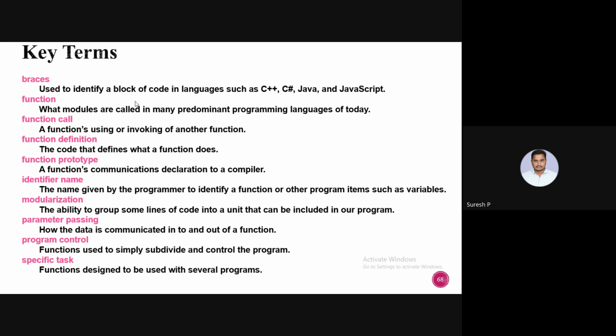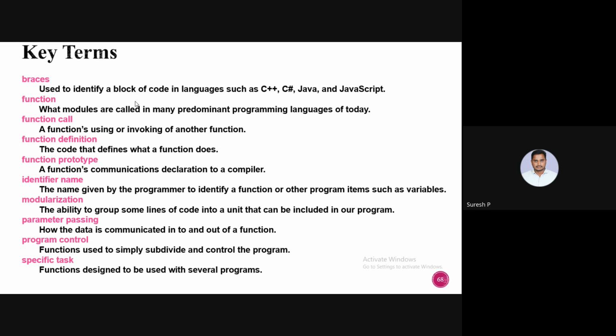Then next one is the function definition. Here the function definition will have the code that defines what operation has to be done by that particular function. The task of that particular function will be defined in the function definition only. Then function prototype. The function prototype is the declaration part.